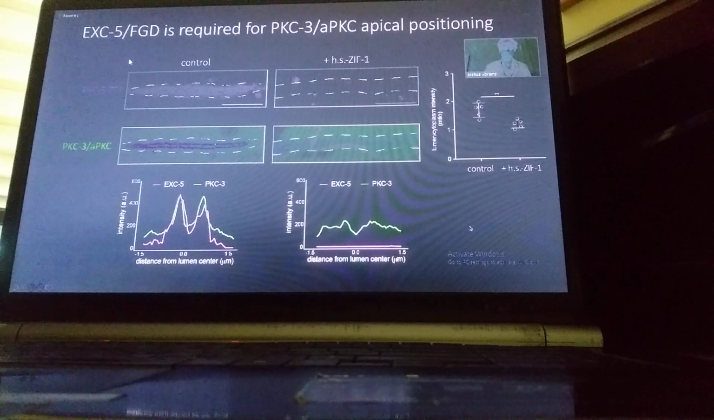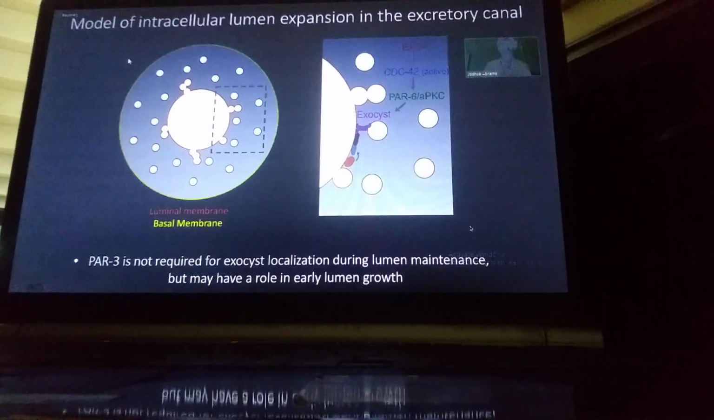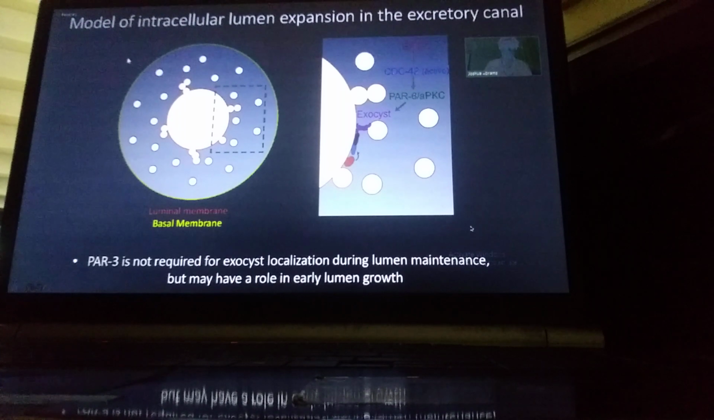So that brings me to the final model, which hopefully I've convinced you of some today, but it's still currently being worked on. That EXC-5 is responsible for activating CDC42 at the luminal membrane. This enables the recruitment of the PAR6 aPKC complex and brings the exocyst to the membrane where vesicles can efficiently be trafficked to expand the luminal domain.